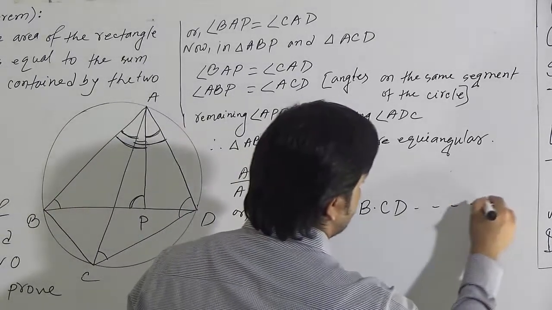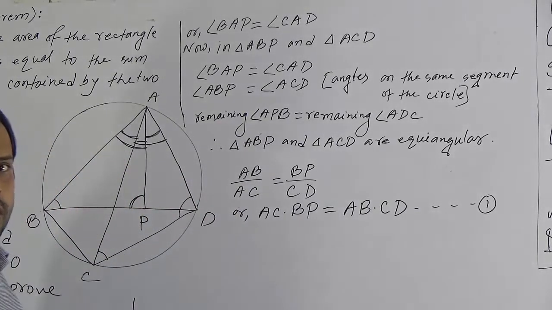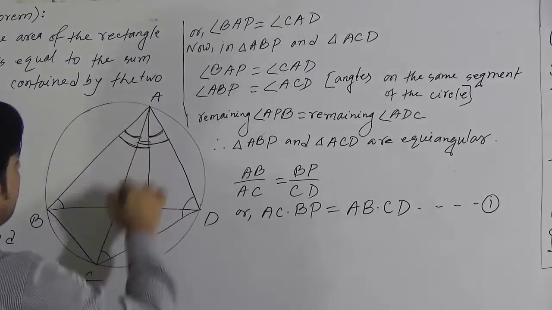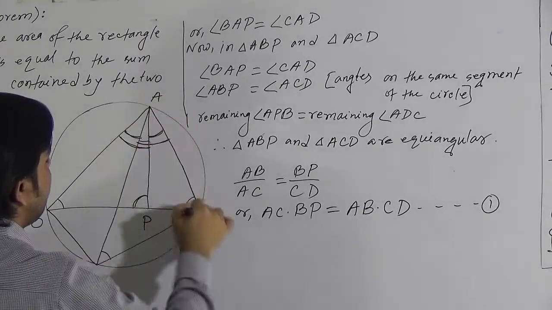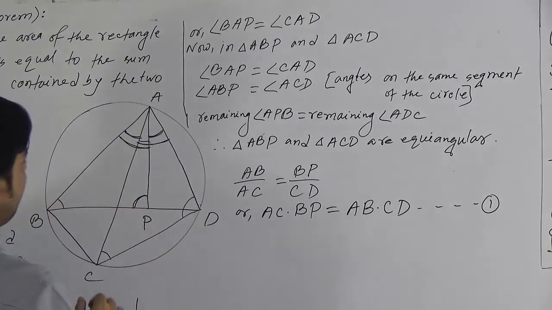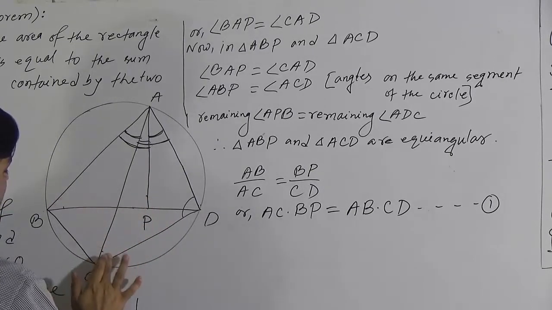This we can give as equation 1. Now we can consider two triangles here. The triangles are ABC and triangle ADP. If we consider these two triangles, what will we get? So consider these two triangles now.